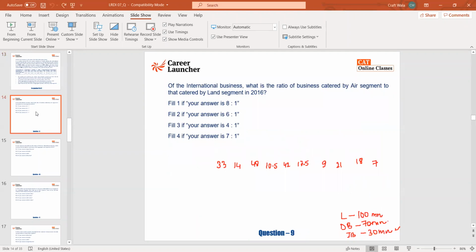Of the international business, what is the ratio of air to land? Now total of international business is 150, out of which we know by land we are doing 30. That means by air we must be doing 120. So 120 by 30, what would this be? 4:1. That means my answer option is answer option 3 for this one. Right, so for question number 9, your answer option is 3.